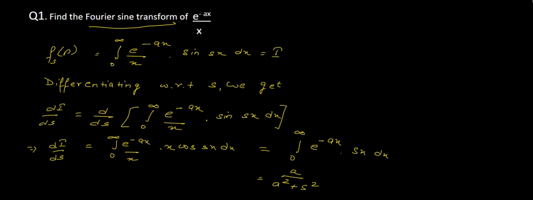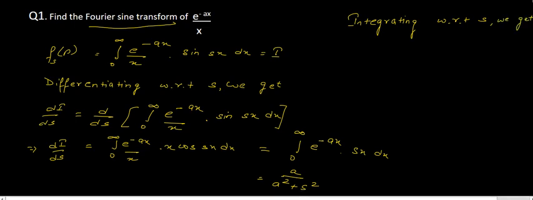So now we can integrate this equation. Integrating with respect to s, on the left hand side we are left with I, which is equal to tan inverse s by a. Here in this equation we have the 1 by 1 plus x square form, and for that we have tan inverse x, so this will be tan inverse s by a plus c, that is a constant.